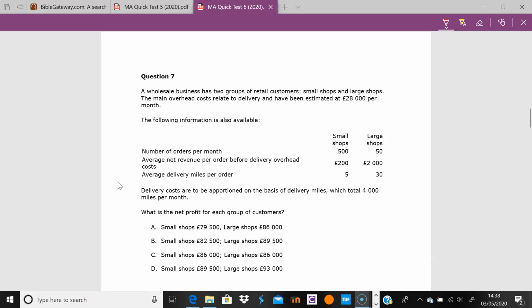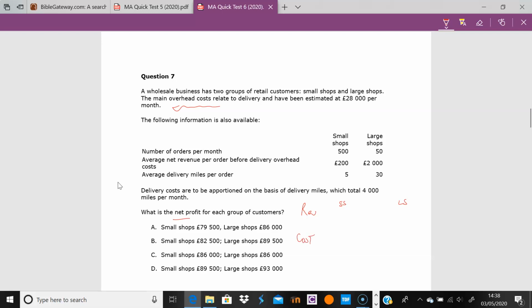So ultimately, what are we talking about here? They're telling us there's some overhead costs that need to be split between small shops and large shops, and asking us for the net profit. So first of all, we need the revenue for the small shops and the large shops, and then subtract the cost of delivering these goods. So what's that cost? In effect, that's what we need to work out.